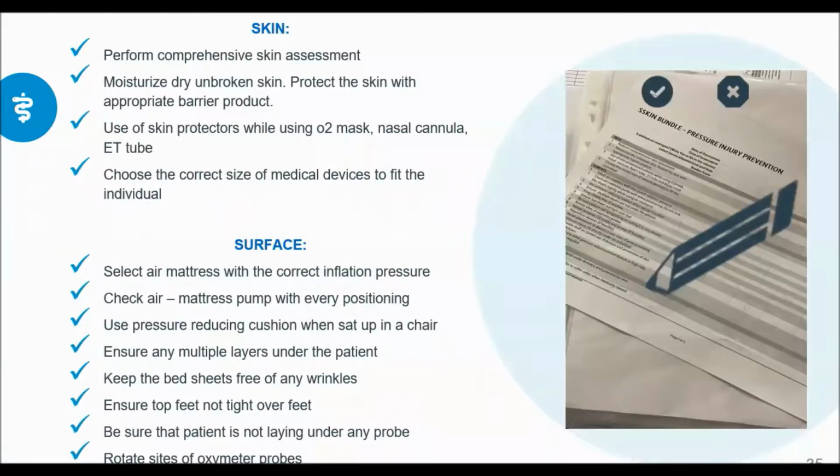The check sheet was for the nursing. It was divided into two categories: the skin and the surface. The skin part is not clear here, so I will read it for you. It's to perform comprehensive skin assessment, moisturize skin, keep skin unbroken, protect the skin with appropriate barrier product, use skin protectors while using O2 mask or nasal cannula. It's clear, no problem. You don't have to read all of it. Okay, next.